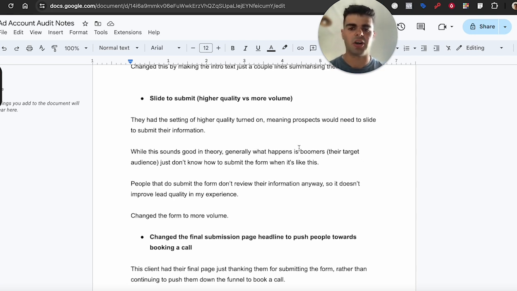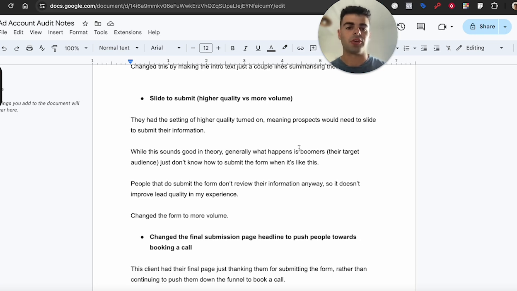They had the high quality setting in forms turned on, meaning that prospects have to do the slide to submit rather than just tapping to confirm. While this does sound good in theory, in my experience, this feature is terrible, because all that happens is that boomers don't know how to slide. They don't know how to actually submit their information. They just get confused because it's like a blue line and it says slide to submit.